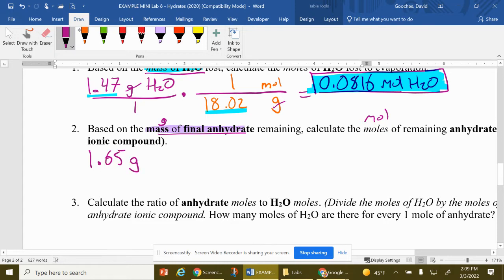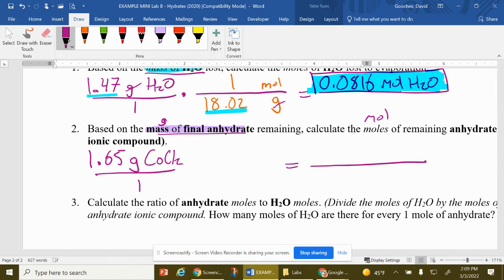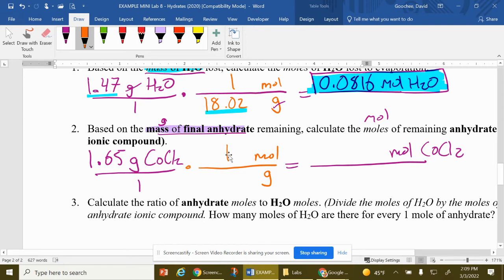So I've got 1.65 grams of CoCl2. Again, that's because I used the purple crystal. If you use another crystal, you're going to have to use that formula. And I need to figure out how many moles of CoCl2 that is. I got to go out of grams and into moles. So let's do that. If I got to get out of grams, grams needs to go on the bottom. Moles needs to go on top, all right? So 1 mole of cobalt 2 chloride is how many grams?